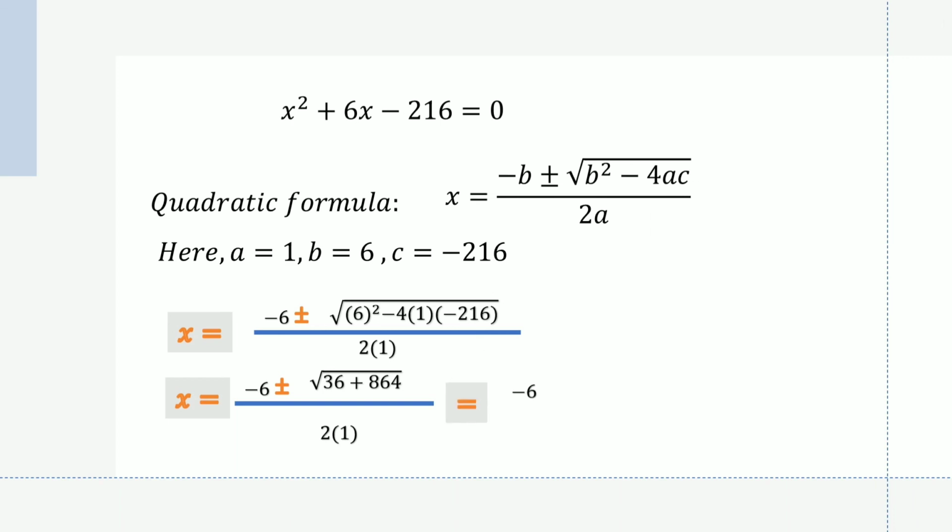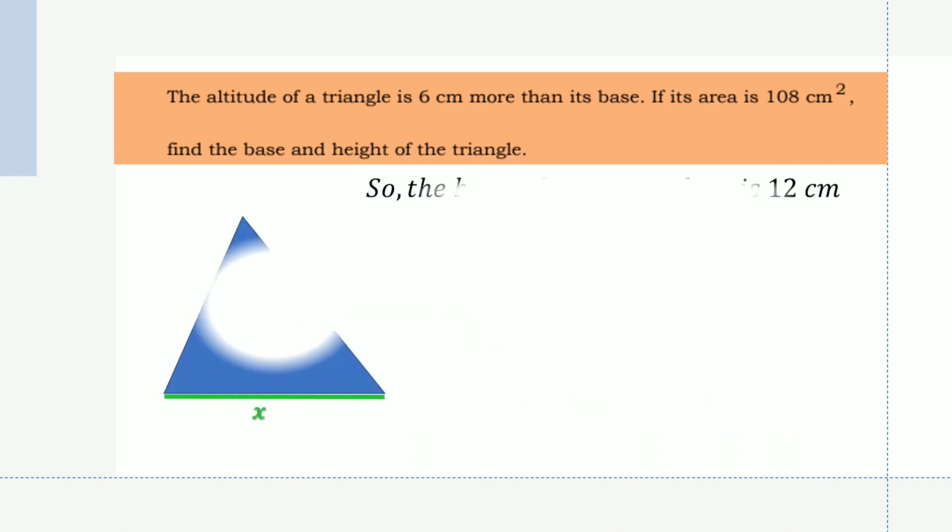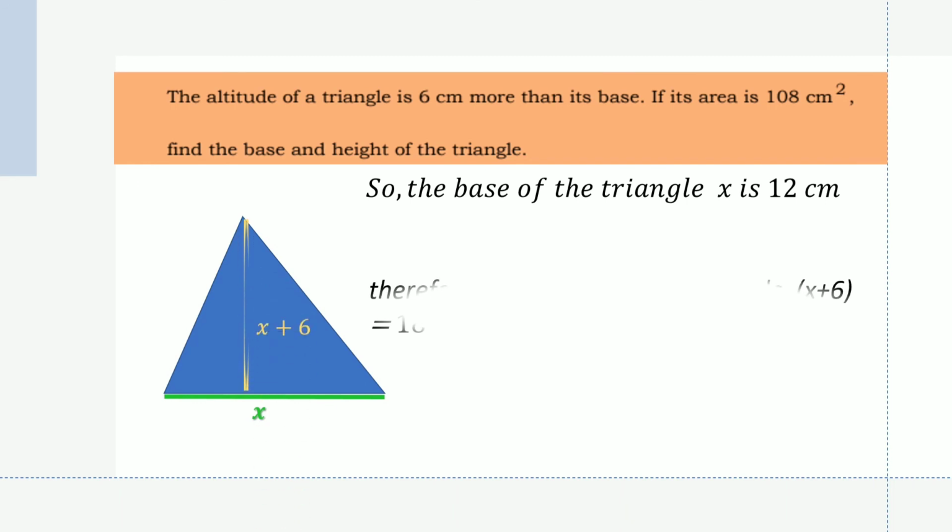Then we add these two numbers and get √900 upon 2. Removing the square root, 30 divided by 2. Only the positive value here also, because it is a triangle, a geometrical shape, and we cannot take a negative value. So 30 − 6 is 24, 24 upon 2 is 12. So the base of the triangle is 12, x means 12. The altitude of the triangle is x + 6, that is 18 centimeter.